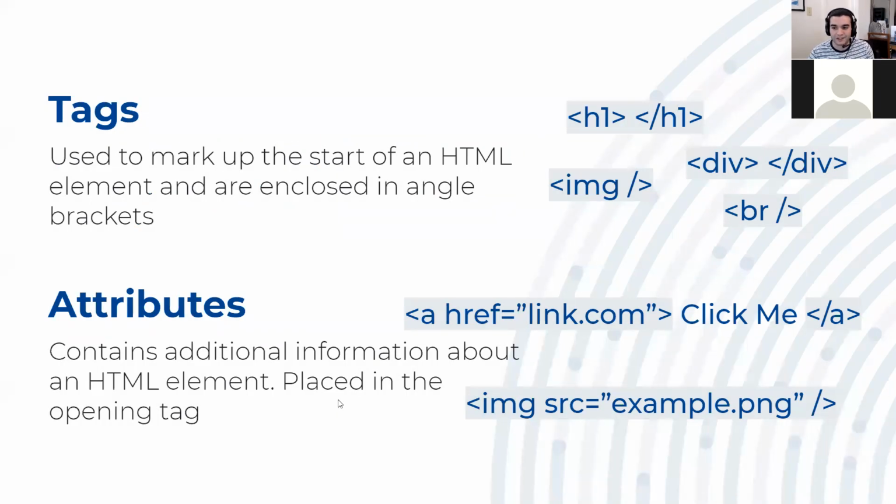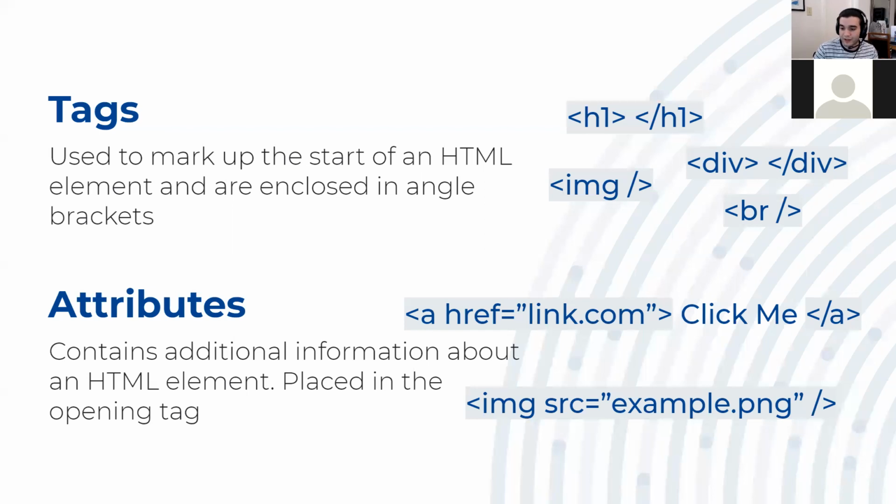A tag is used to mark up the start of an HTML element, and they're usually enclosed in angle brackets. So that's these little chevrons right here. Basically, it comprises an open tag with the name of the tag inside of the angle brackets, and then a close tag. The close tag will usually feature a / before the tag name. Inside of the tags is where you put the content of the HTML element. There are many different types of tags. Not every tag is going to have an open and close. For example, this image only has a single tag, and there are a lot of exceptions.